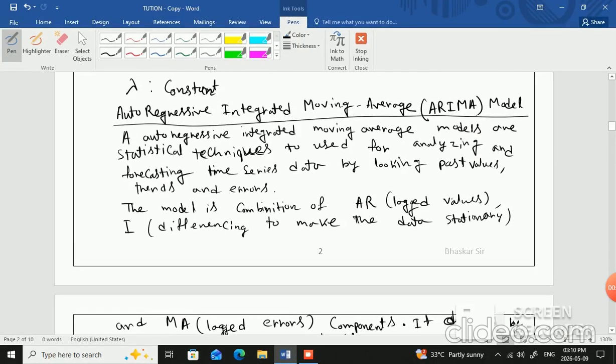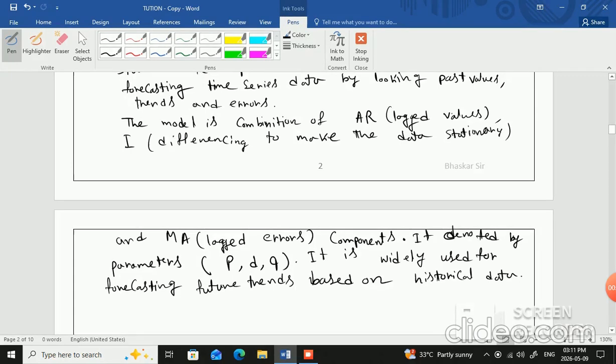So, autoregressive integrated moving average models are statistical techniques used for analyzing and forecasting time series data by looking at past values, trends, and error. The model is a combination of three types of things: AR, autoregressive; I for integrated; and moving average MA. It is denoted by parameters PDQ, P for AR, D for I, and Q for moving average. It is widely used for forecasting future trends based on historical data.